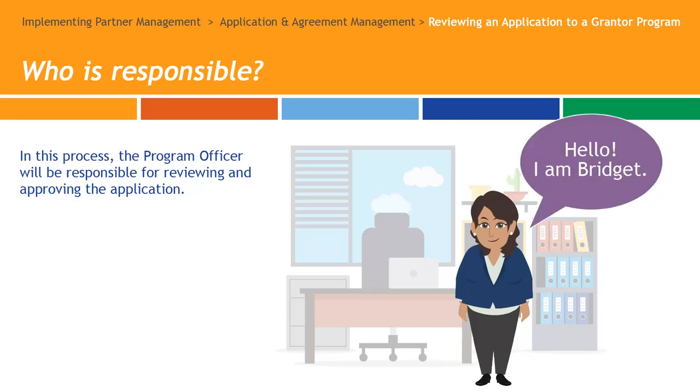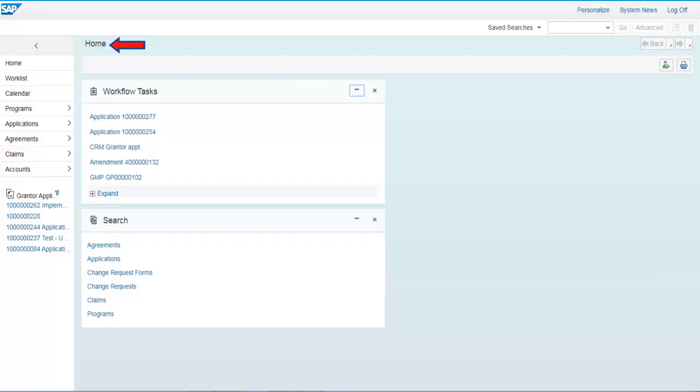Hello, I am Bridget, the program officer. Let's get started. Here, I have logged into the application. In the home screen, within the Workflow Tasks section, I see the application requires my approval. I could open this notification from the home screen. We will however navigate into the Work List screen. Click on the Work List tab.